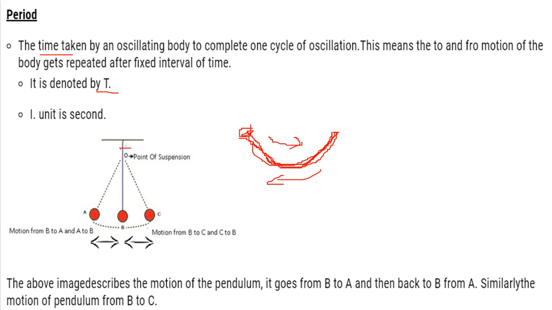So this is the point of suspension. Again we are taking an example of a pendulum. So motion from A to B, then B to C, then C to B and B to A, means A to B, B to A, B to C, C to A. This whole describes the motion of a pendulum. So when it starts from A, goes up to C, comes back to A, this is known as 1T, one time period.